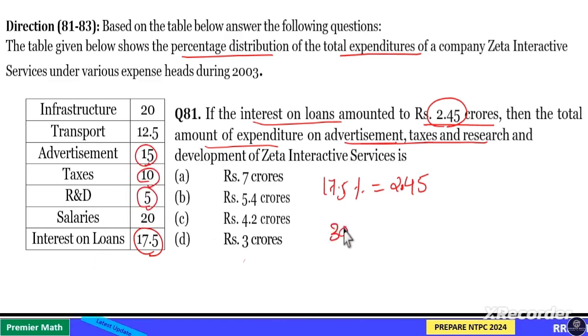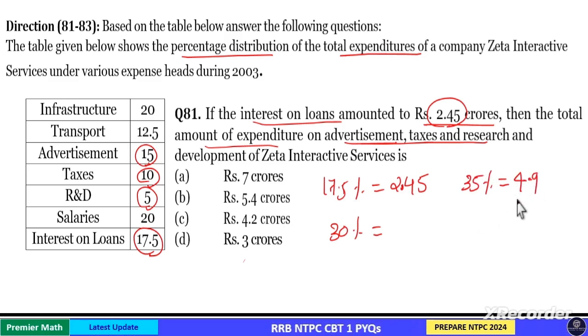Total 30%. So the value of 35% is 17.5 into 2, so 35% is equal to 2.45 into 2, which is 4.9 crores. So 30% should be less than 4.9 crores and nearer to 4.9 crores. If you look at the values, option C is your answer. All other 3 options are eliminated.